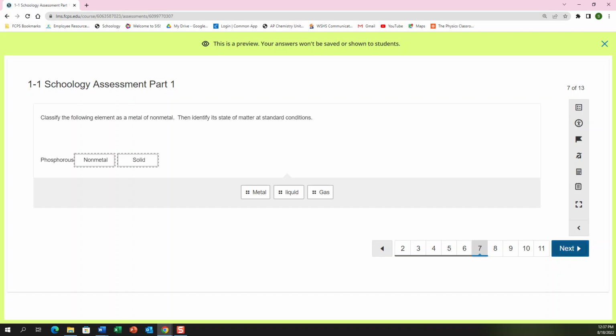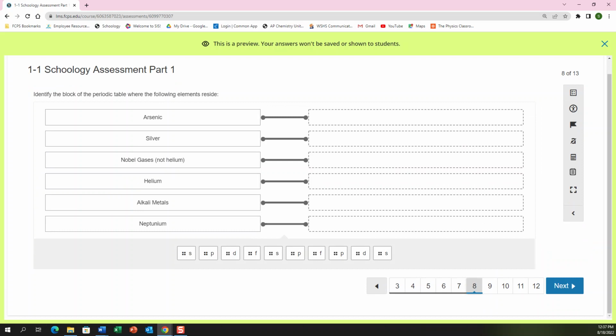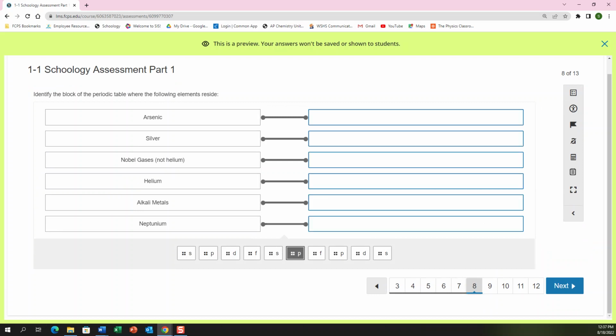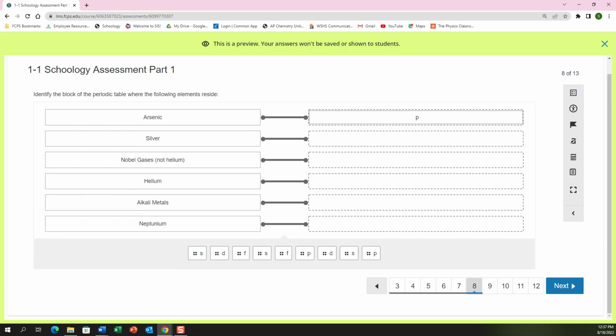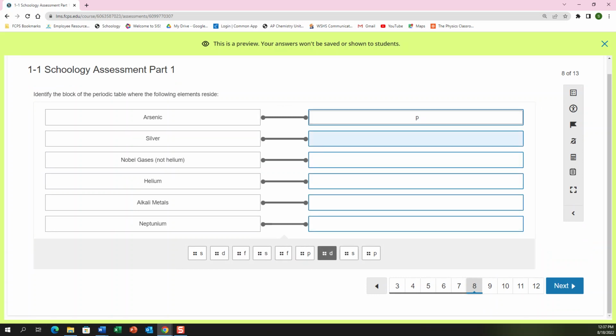All right, let's keep on rolling. All right, identify the block. Remember the periodic table: S block, P block, D block, F block. Arsenic's in the P block, so I'll move that there. Silver is in the D block. It's one of the transition metals.